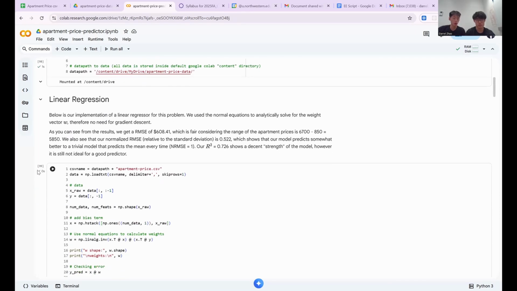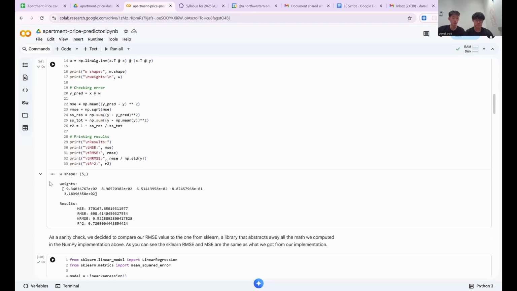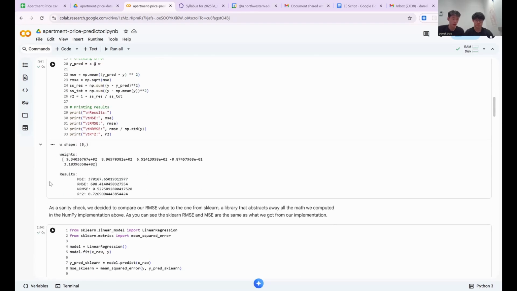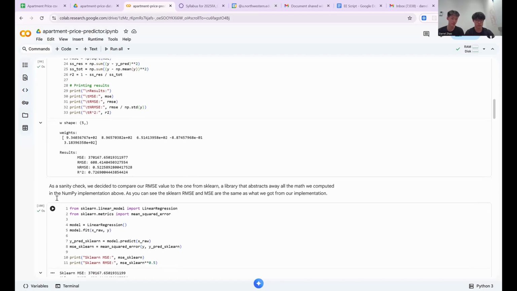So first of all, we just ran a linear regression with our data that was clean. And then we used a normal equation in this and we manually calculated everything, which you can see in our results. So our R squared is pretty good, but our root mean square error is a little high at 608. But given that our data prices range from around $850 to around $6,700, a $600 margin is not terribly high.